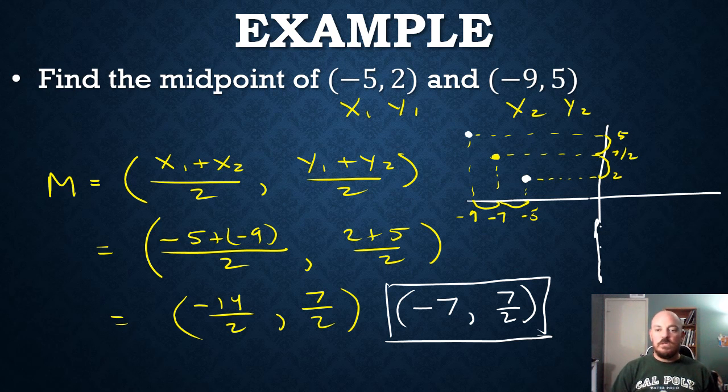So that's how midpoint works in the coordinate plane. It's pretty simple. The distance formula yesterday was a little bit harder because it had that big square root in it. This is a much easier formula to use.